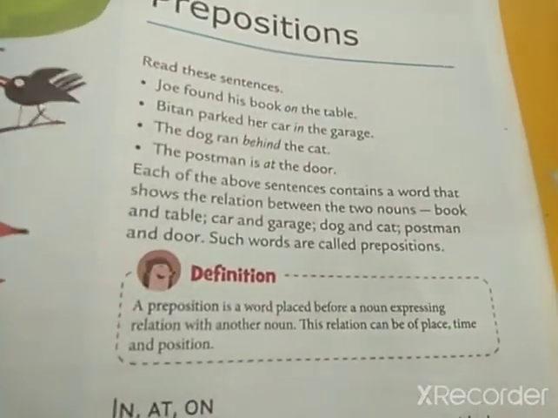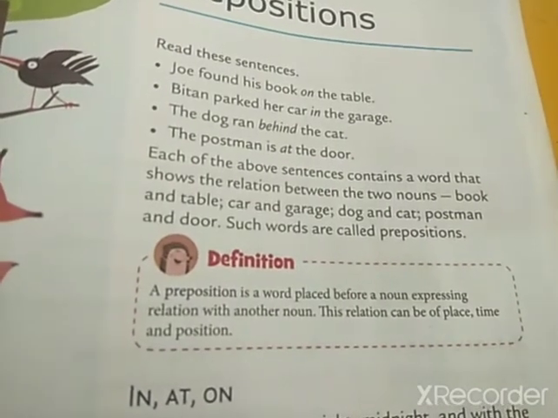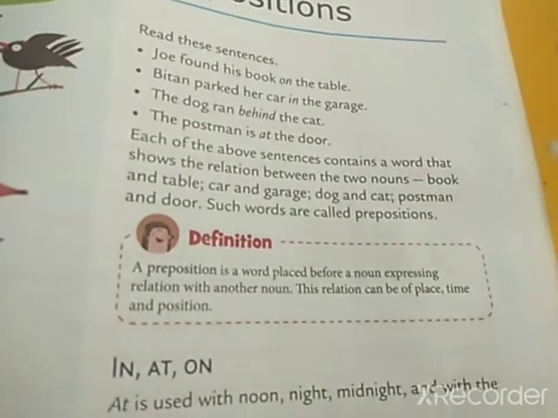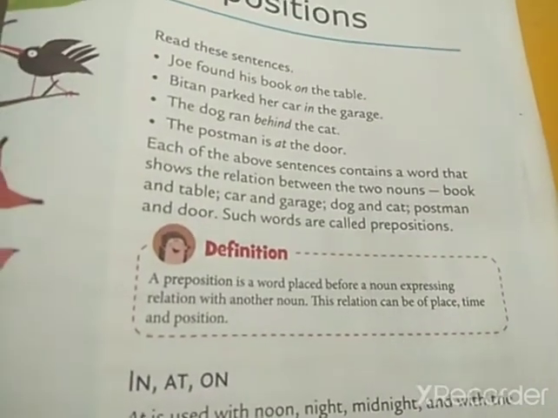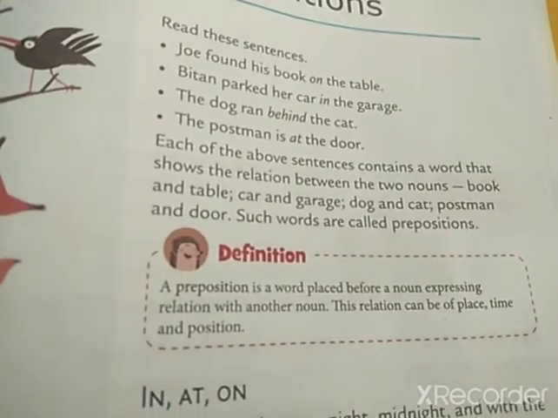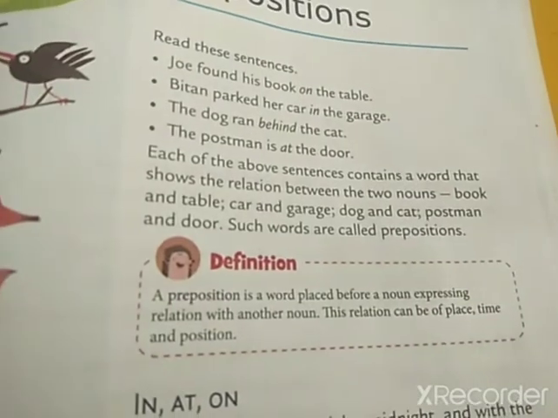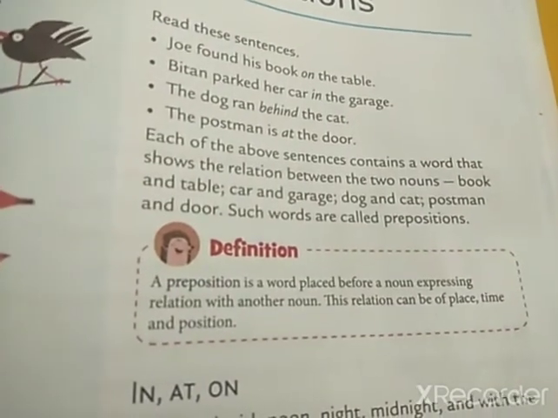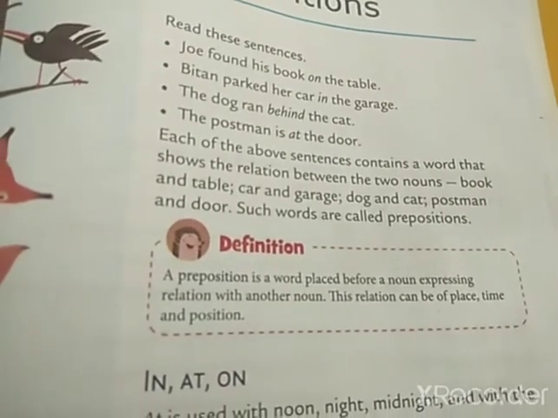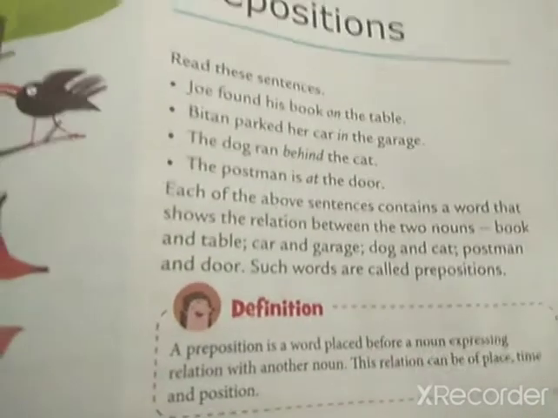So children, prepositions are the words which are used to show the relation between two nouns in a sentence. Okay, when there are two nouns in the sentence, to show the relation between them, we use a preposition. The relation can be of place, it can be of time also, and it can be of position also. So at that time we use the words of preposition. Here examples are given.